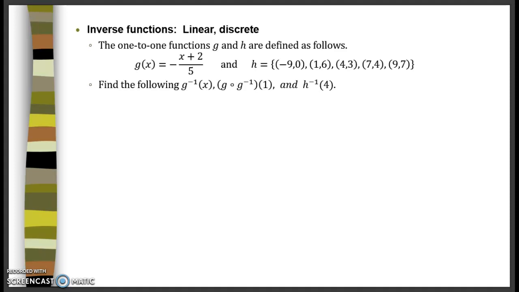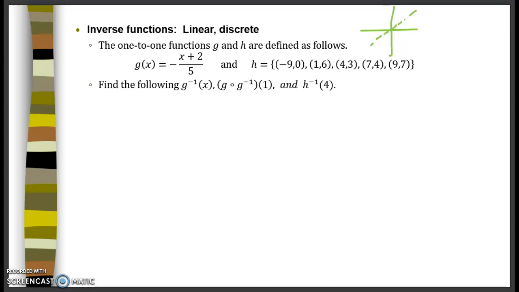Hey everybody, this video will go over the topic inverse functions, linear and discrete. So I have two functions g of x and h, and they're already given as 1-to-1, so I know I can find an inverse of them. So what are my steps to finding an inverse? Well, remember, the inverse graph is reflected over the line y equals x, right?